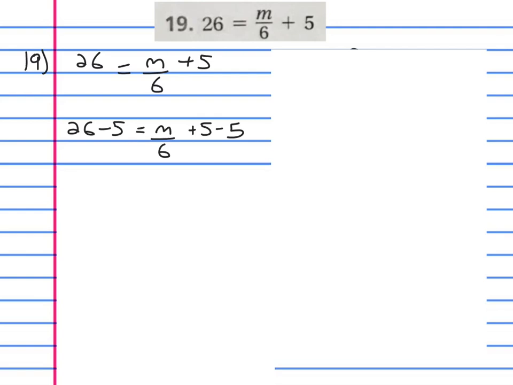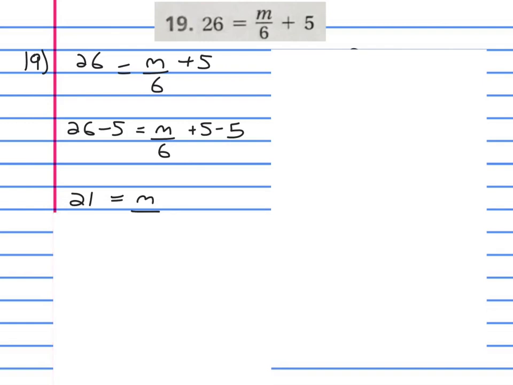Everything that was on the right-hand side, the m divided by 6 plus 5, and then minus 5 following it at the end. Now what we need to do is simplify that and see what we're resulting in. So 26 minus 5 is 21. Okay, and the plus 5 and the minus 5, they're inverse operations and they cancel out, leaving just m divided by 6. Now what do we need to do?